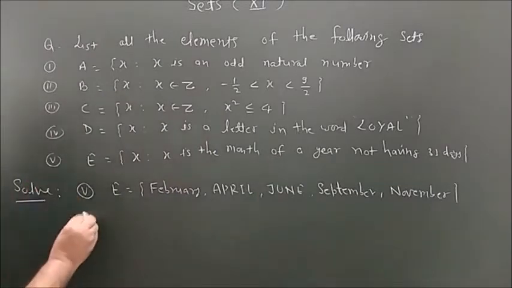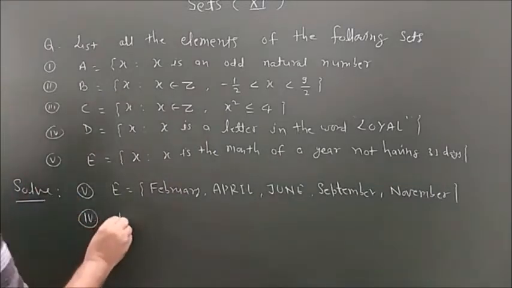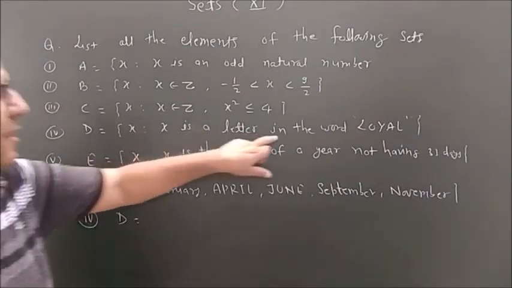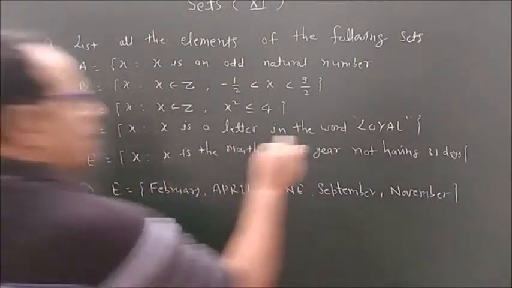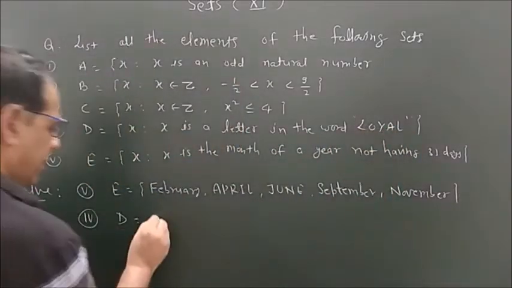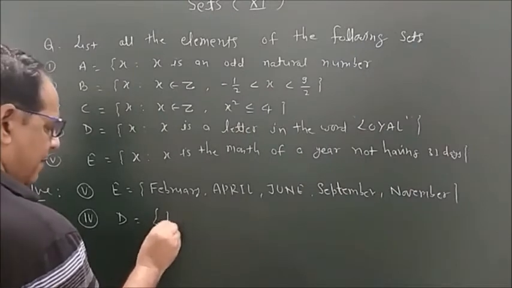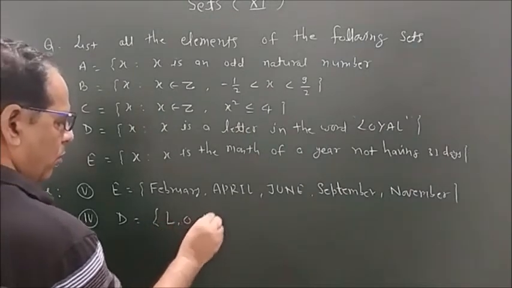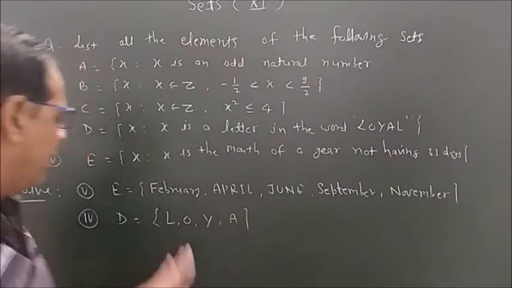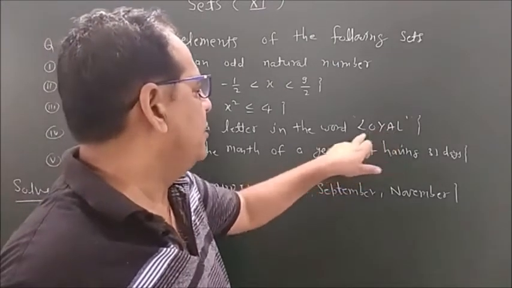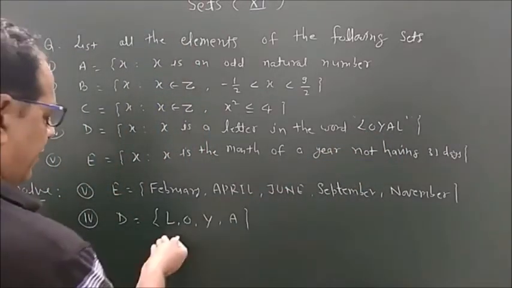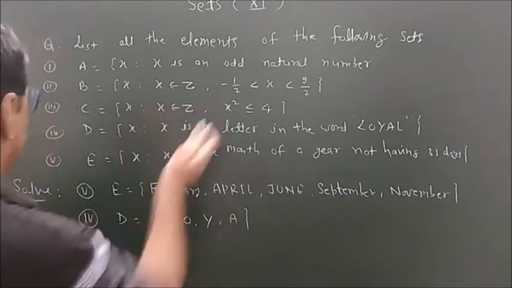Now I am taking part 4 here. D. What is D saying? x, x is a letter in the word loyal. So here I am observing L repeated 2 times. So D equal to {L, O, Y, A}. Because L repeats 2 times, we take it only 1 time here. So this is the listed form or tabular form of this question.